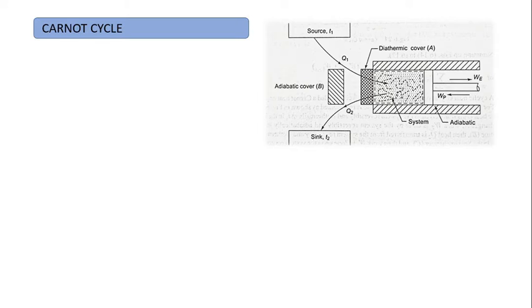The third process is a reversible isothermal process in which B is replaced by A and heat Q2 leaves the system at temperature T2 to a constant temperature sink, which is at T2, and the internal energy of the system further decreases. And the last process is a reversible adiabatic process in which B again replaces A and work Wp is done upon the system reversibly and adiabatically, and the internal energy of the system increases and the temperature rises from T2 to T1. So by summing up all the processes, we get that the first process is the reversible isothermal process of heat addition.